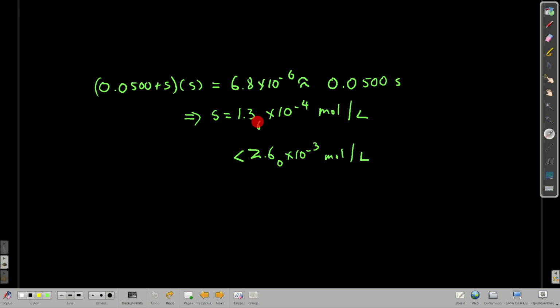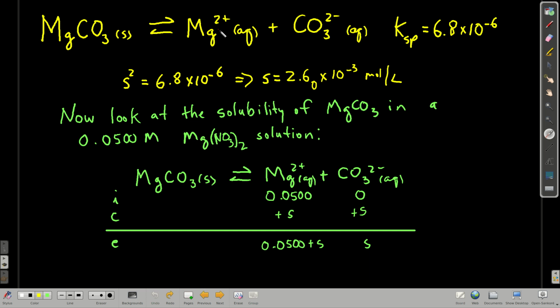Anyway, comparing the solubility now with the 0.05 molar magnesium nitrate in there to what it was before, it's less. It's about an order of magnitude less. So we decrease the solubility. And you can see that just thinking about Le Chatelier's principle too. If we add something over here, the equilibrium shifts to the left.